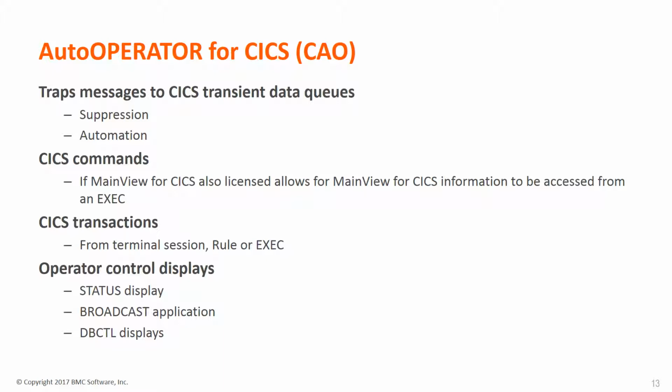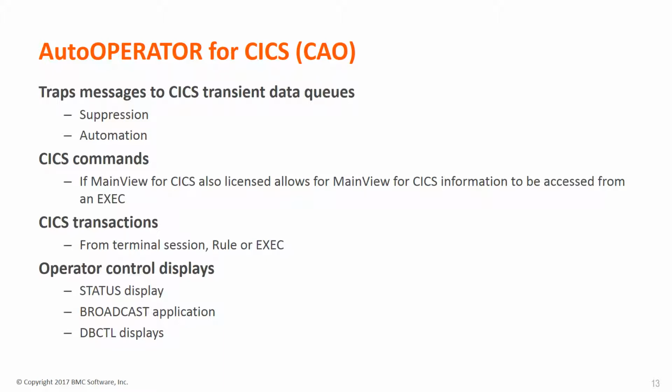The AutoOperator for CICS solution gives you the ability to trap messages that are being sent to the CICS transient data queues, or TD queues. We can suppress those messages if you choose, or you can generate automation to take some action on the occurrences of those messages. AutoOperator for CICS also allows you to issue CICS commands, and if you have MainView for CICS as well, then you can access pretty much any of that information from an exec.